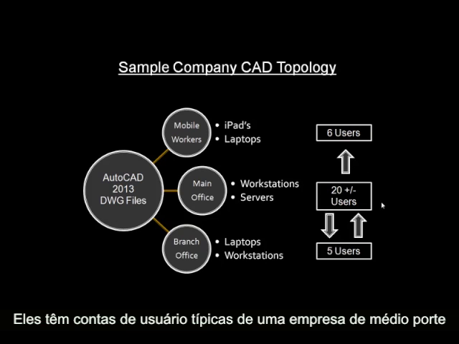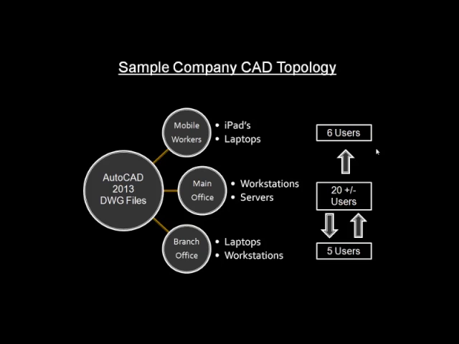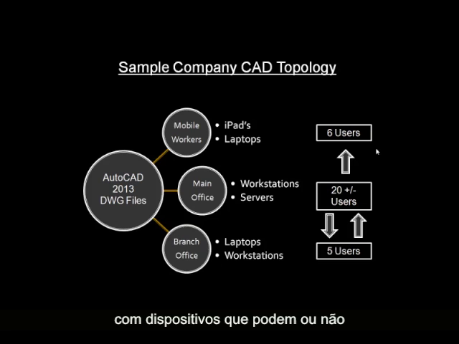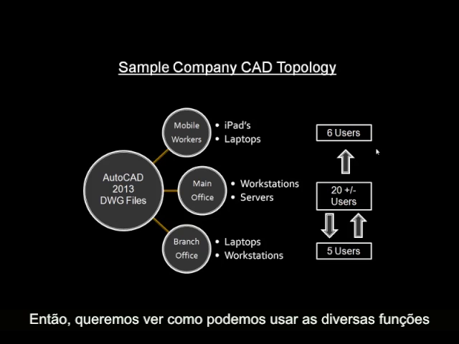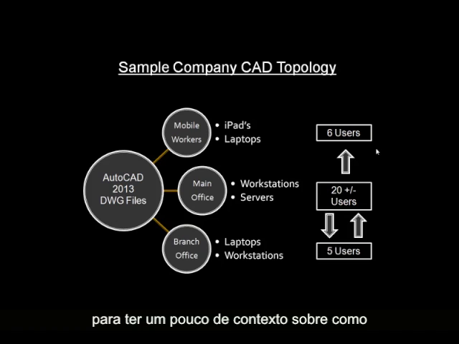They have user counts that are typical of a medium-sized company here, and what we can see is that people from the main office commute back and forth to branch offices and/or may be traveling with devices that may or may not actually be able to run AutoCAD. So what we want to see is how we can use the various functionalities within Autodesk 360 to give us some context on how we can manage this imaginary company.